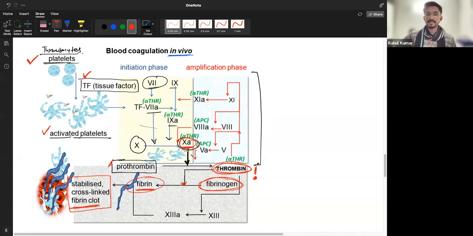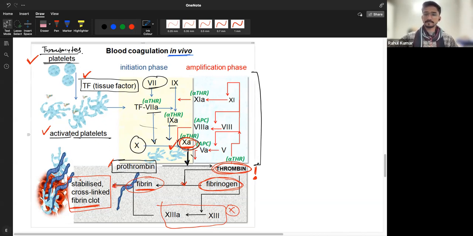If you can remember 7, 9 and 10, okay. If you cannot, it's okay. For boards, it's not important. But factors 7 and 9 activate the factor 10. When it's activated, it's called 10A, 10 activated. If you can remember, it's good that factor 10A converts prothrombin into thrombin. Then thrombin converts fibrinogen into fibrin. This part is not very important, so you can leave it. When fibrinogen gets converted into fibrin, fibrin can now go and produce the cross-linked fibrin clot.